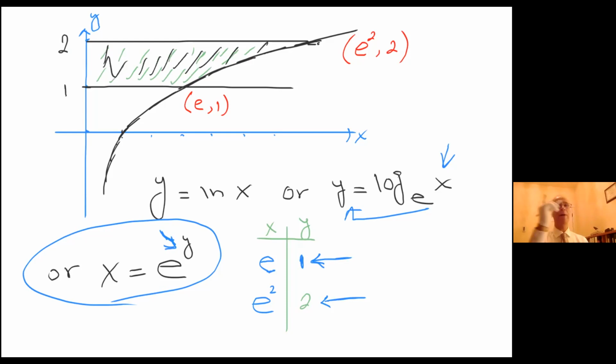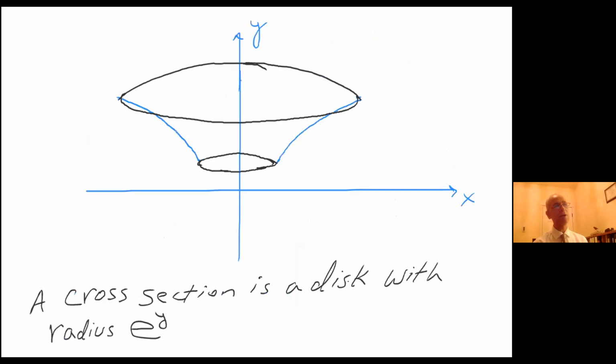And if I rotate that about the y-axis, I'm getting something really similar to this. That's the best I could do for drawing. And so it's just like a stack of discs of different sizes, going from 1 to 2. And so if I cut one of the slices of disc from this stack, a cross section is a disc with radius of e to the y.